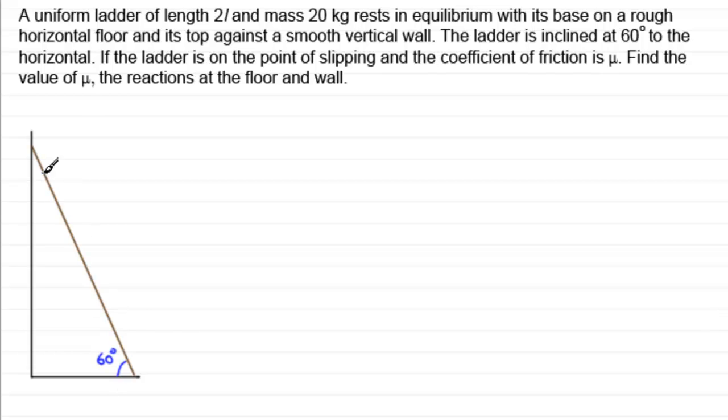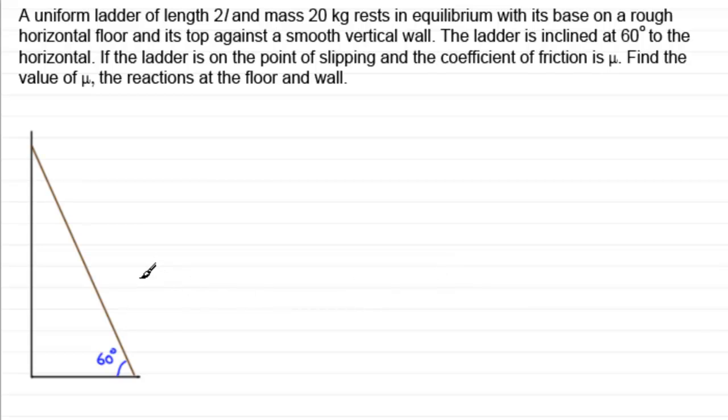In this particular problem, I'm going to extend the work that I did in the first video, where we've got this time a ladder leaning against a smooth vertical wall, but it's on rough ground. And it's just on the point of slipping. So this is a problem that involves friction. So to do this, let's just go through this example up here.